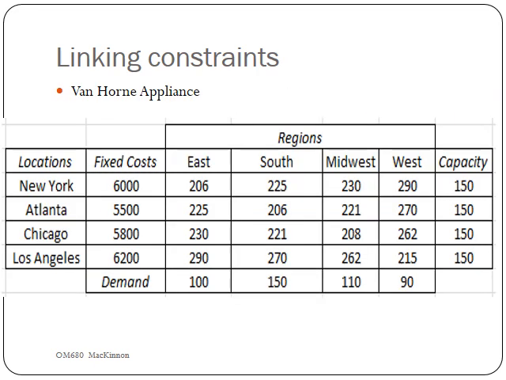So here we have Van Horn Appliance. All right. And as you can see, this looks like a transportation model. We have locations in New York, Atlanta, Chicago, and Los Angeles. And we have regions that they ship to. Okay. All of these locations have a capacity and they have a fixed cost. In other words, if we decide to use New York, we're going to have a 6,000 fixed cost. All right, 5,500 for Atlanta, 5,800 for Chicago, 6,200 for Los Angeles.